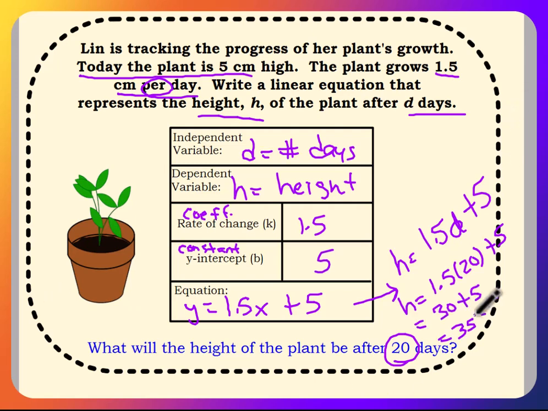Okay, so you should have gotten a total of 35 centimeters. The total height after 20 days would be 35 centimeters.